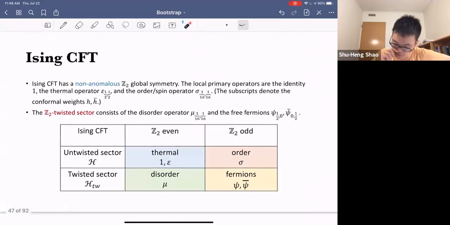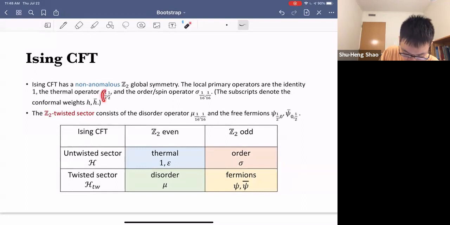So before things get too abstract, let's review a familiar example, the Ising CFT. The Ising CFT has a Z2 global symmetry. In fact, it's non-anomalous, as we will later see. The local primary operators of the Ising CFT are what we learned in the first class of CFT. There are three primary operators: the identity, the thermal operator, also known as the energy operator, whose conformal weights are 1/2, 1/2. And then the order operator, also known as the spin operator, whose conformal weight is 1/16, 1/16.